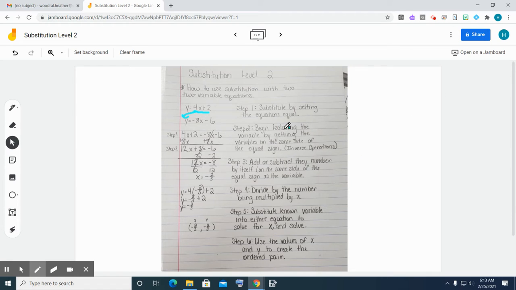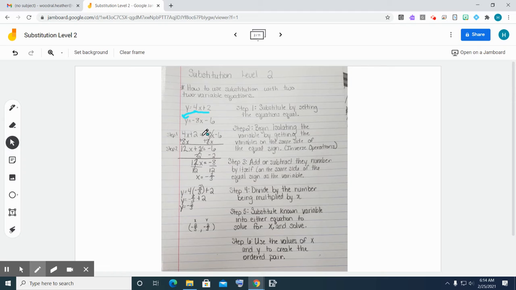Step 2 says to begin isolating the variable by getting the variables on the same side of the equal sign using inverse operations. So right now, I have an x on the left of the equal sign and I have an x on the right. So I need those on the same side of the equal sign. And just like everything, anytime we move it from one side of the equal sign to the other, we have to use inverse operations or the opposite operation.